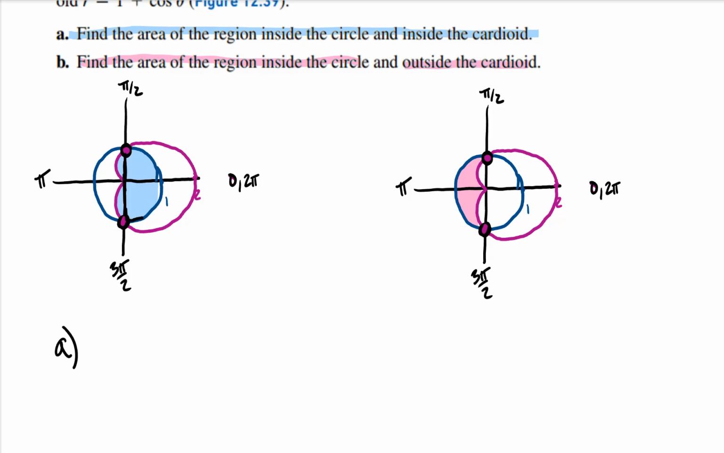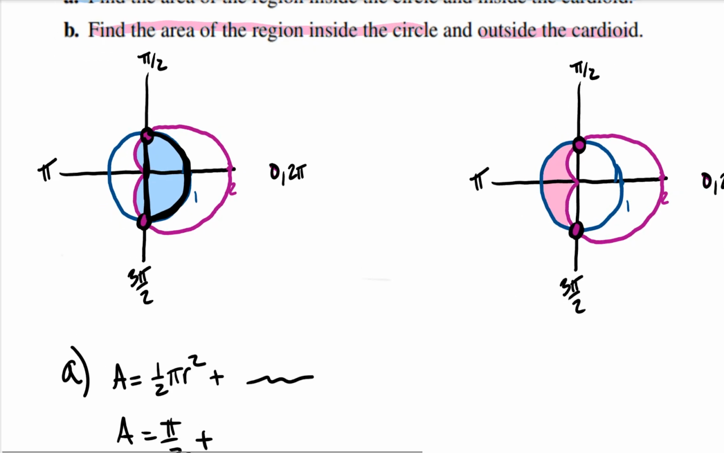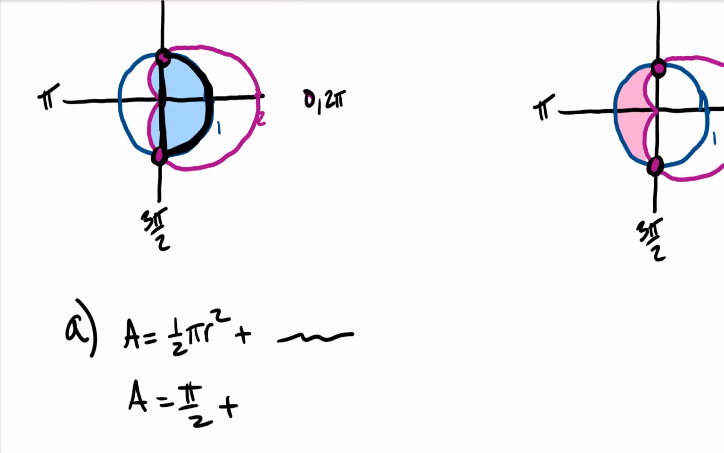So this is a semicircle on one half of this, right? That's just a semicircle with radius 1. So we know that we have some area that's going to be 1/2 pi r squared. That's part of it, plus, and then we're going to have to do some more stuff. But our radius is equal to 1, so our area is equal to pi over 2 plus. Then we need to find the rest of the region.